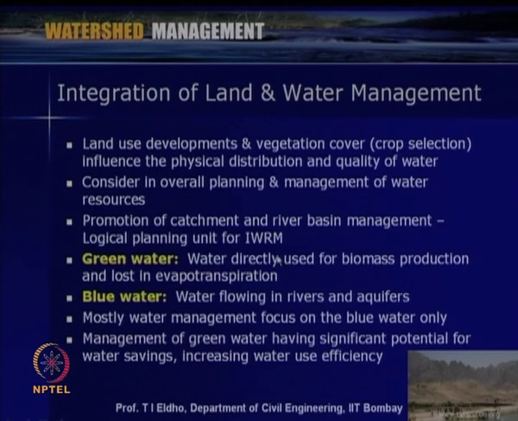Green water is the water directly used for biomass production, and in this process the water is lost as evapotranspiration. Blue water means water flowing in rivers and aquifers. Most of the time, when we discuss water resource management, we discuss water management with a focus on blue water only.